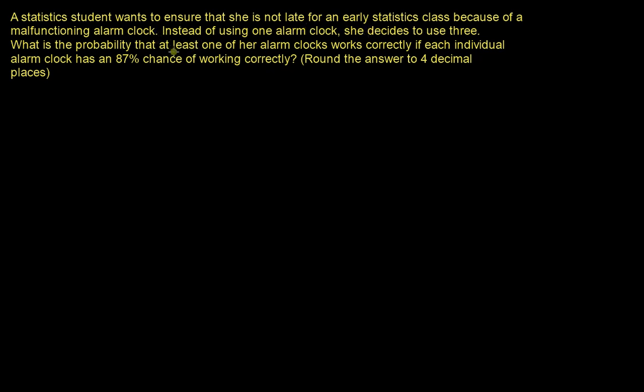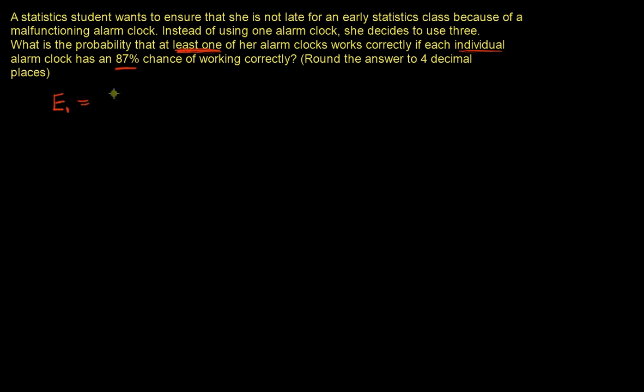We want to know, well, what's the probability of at least one? If at least one alarm clock works, then you wake up. So what's the probability that at least one works, if each individual alarm clock has an 87% chance of working?